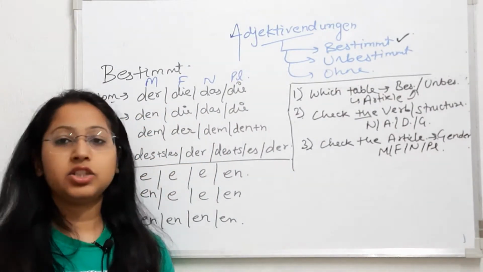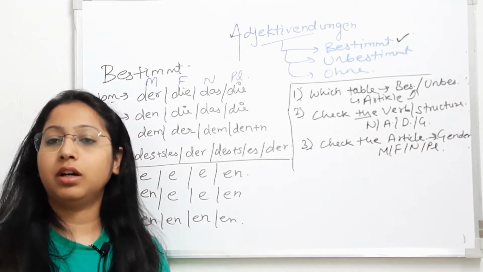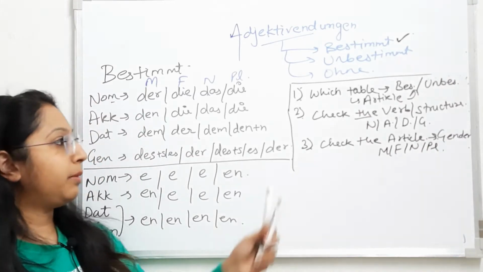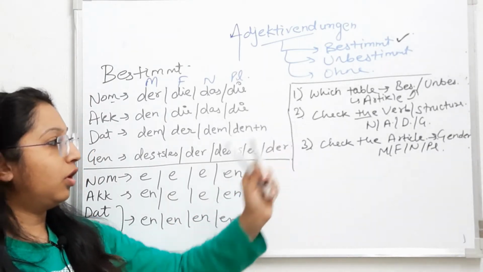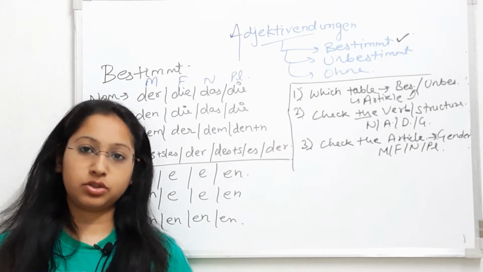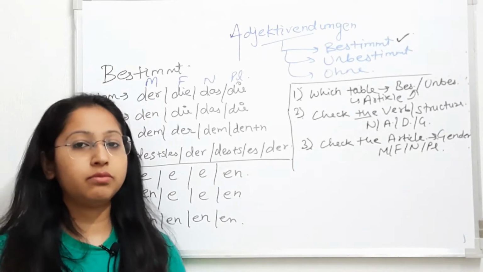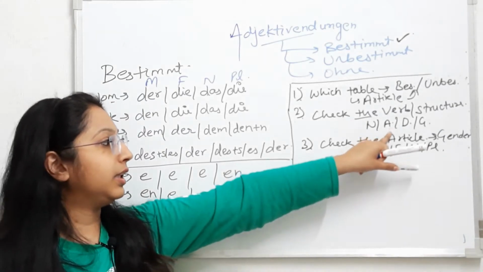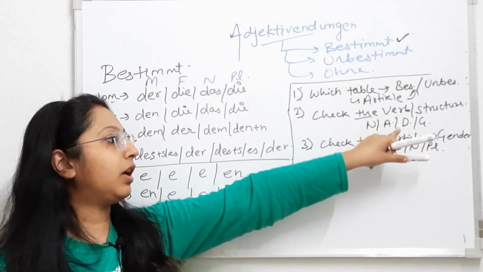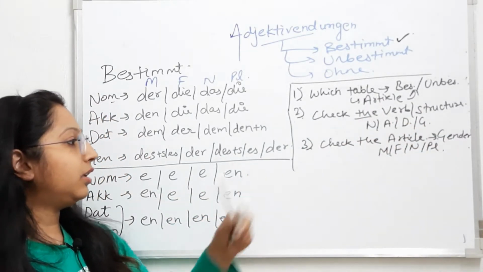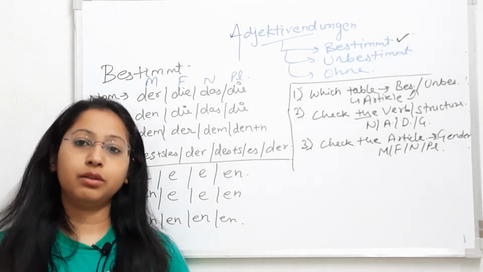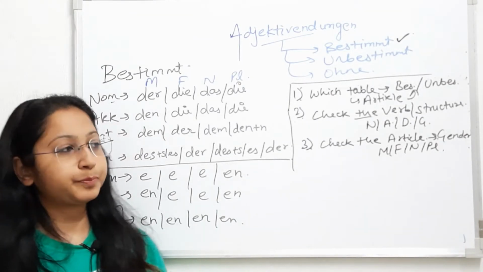So we have three rules. First, check the table, which is obviously through the article, whether it's bestimmt, unbestimmt or ohne. Second, check the verb and structure, which will help you know the case: nominative, accusative, dative or genitive. Third, check the article, which will help you with the gender.